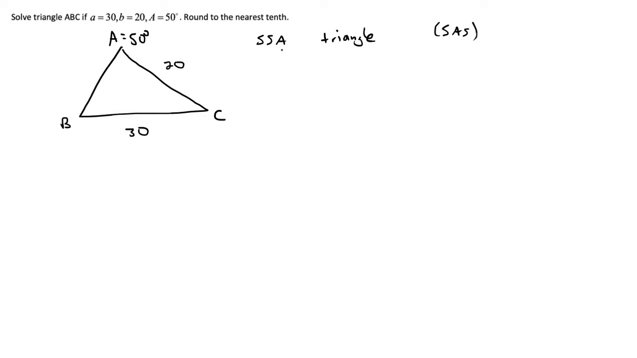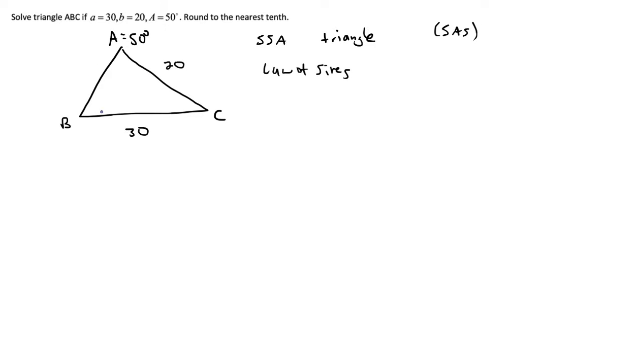With an SSA triangle, we have to use the law of sines, but the key point here is that we have to be careful, because it's possible that there's no solution, that there is no triangle that fits these measurements. On the other hand, it's possible that there are two such triangles. So what do we mean by that? Well, let's work it out.